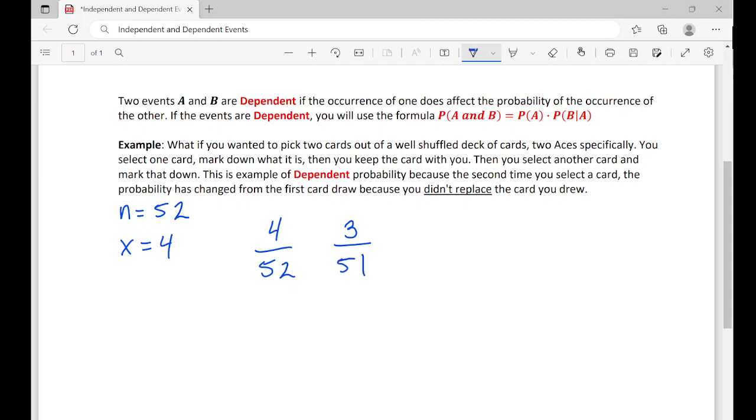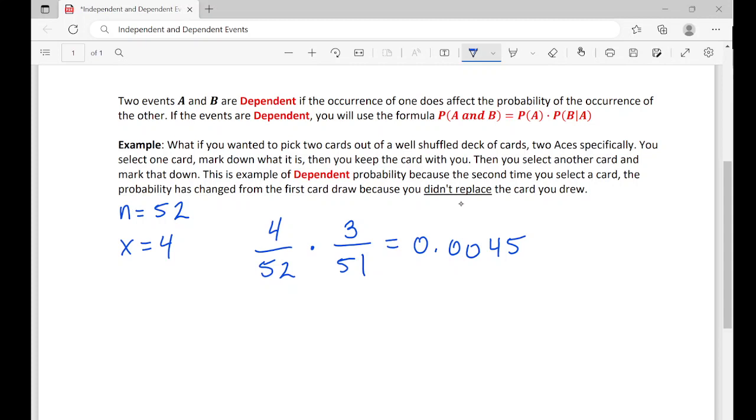So you can see here that the event of the first one, the first ace drawn, 4 out of 52, affects the second card drawn, the 3 out of 51, because when you've drawn it, you have changed the probability. You didn't replace it. So when you multiply these together, 4 over 52 times 3 over 51, we're going to get 0.0045.